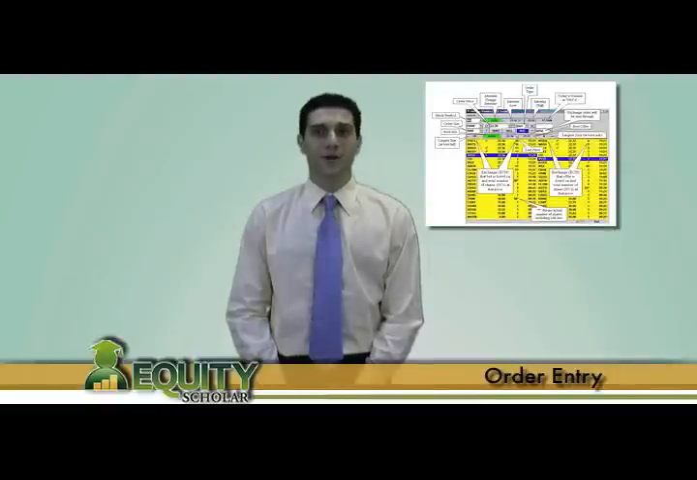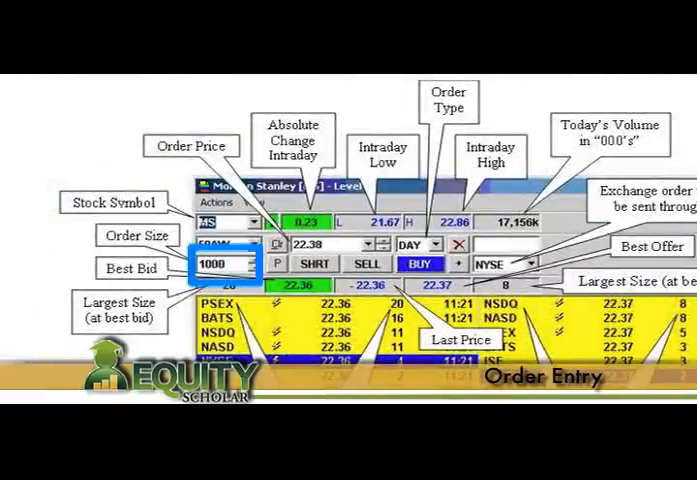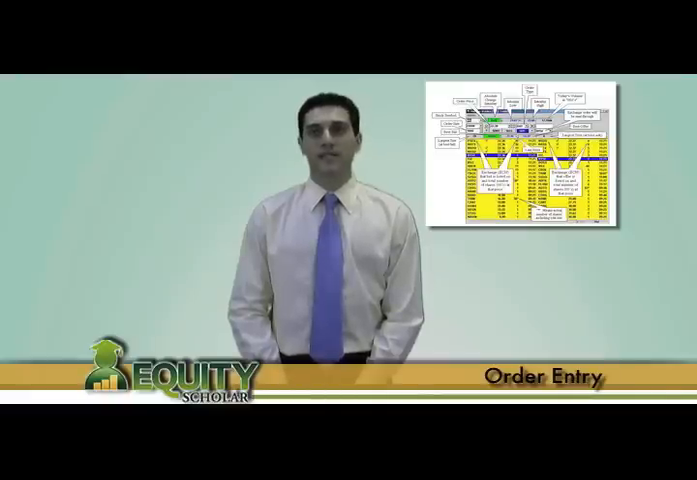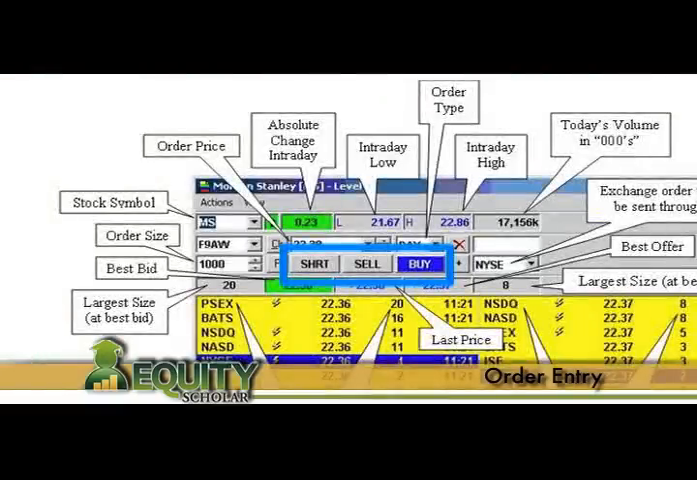Moving on to the third row, you can see that directly below the trader account field is the order size. This is where you set your desired amount of shares you wish to be executed. In this example, there is currently 1,000 shares set. Now to the right of the order size field, there are 3 large buttons: an SHRT button, which stands for short, a sell button, and a buy button.